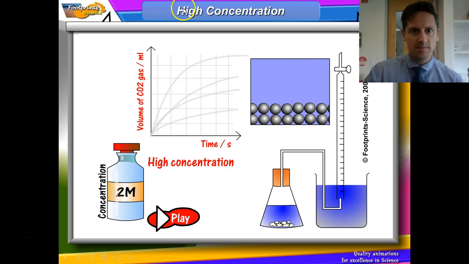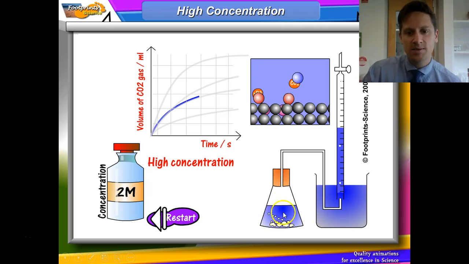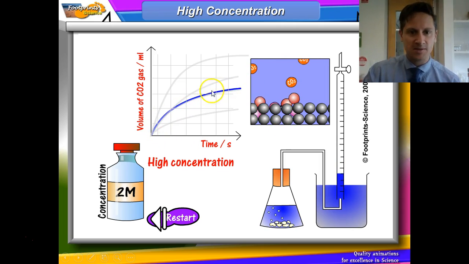Now we have the same concept, but it's a higher concentration, 2 molar, so it's twice as much. If I click play again here, we've got more reactant particles coming in. There's twice as many because it's twice as concentrated. Okay, so that means twice as many solute particles inside the acid, so twice as many collisions with our other reactant. And you can see the effect on the graph. The first curve was down here. Now we're getting more gas being produced more quickly. Okay, so there's an increase in the rate of reaction.